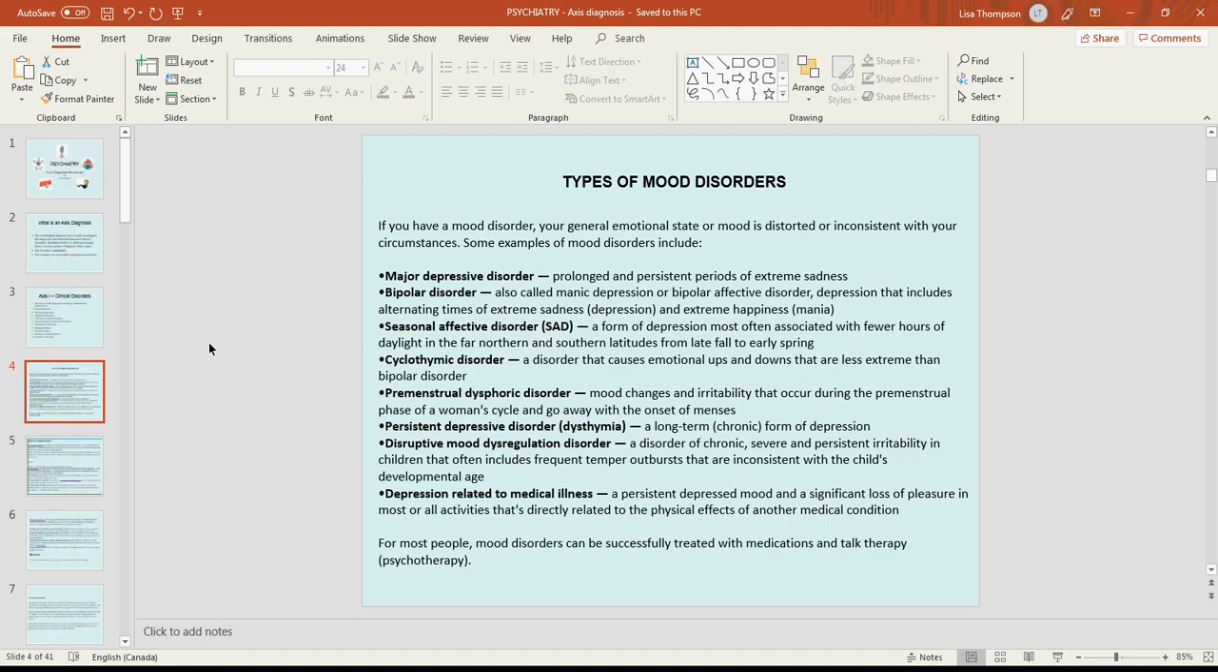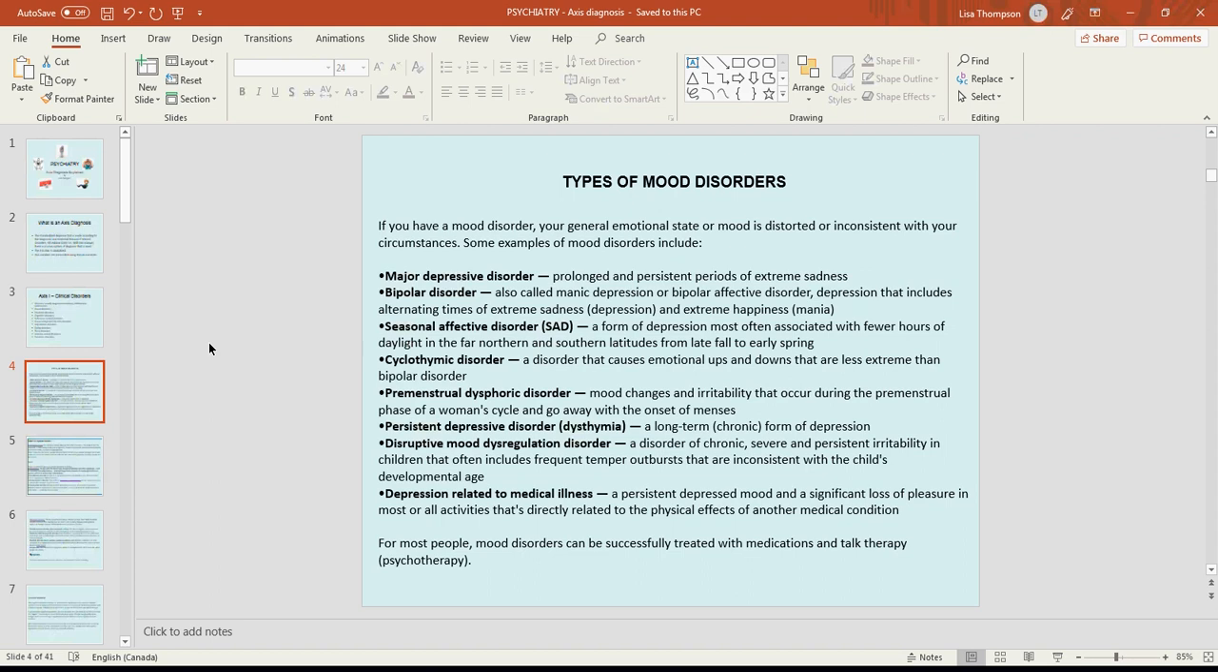And yes, some of these areas only get like 4 or 5 hours of daylight. Can you imagine? That would be depressing, and that goes on for weeks on end. And then there's cyclothymic disorder, a disorder that causes emotional ups and downs that are less extreme than bipolar disorder. Premenstrual dysphoric disorder: mood changes and irritability that occur during the premenstrual phase of a woman's cycle and go away with the onset of menses.